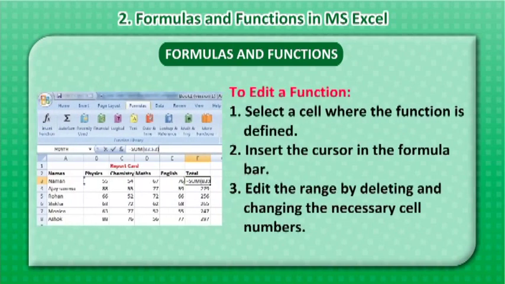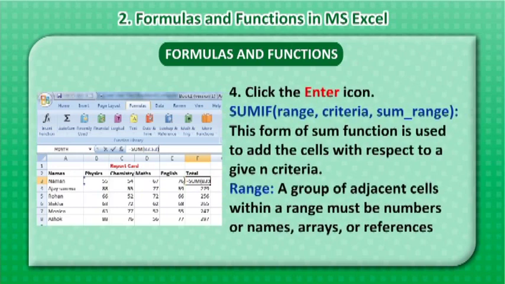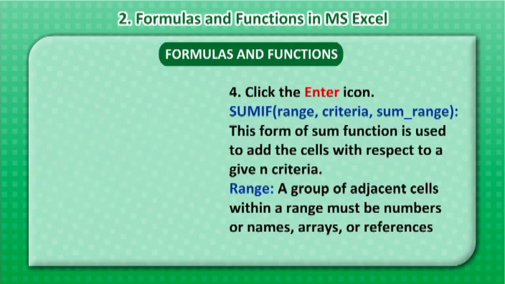English marks. To edit a function: 1. Select a cell where the function is defined. 2. Insert the cursor in the formula bar. 3. Edit the range by deleting and changing the necessary cell numbers. 4. Click the Enter icon.